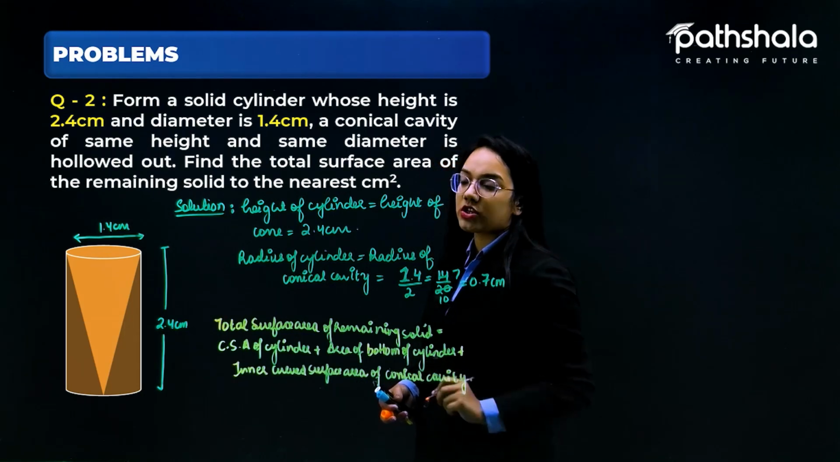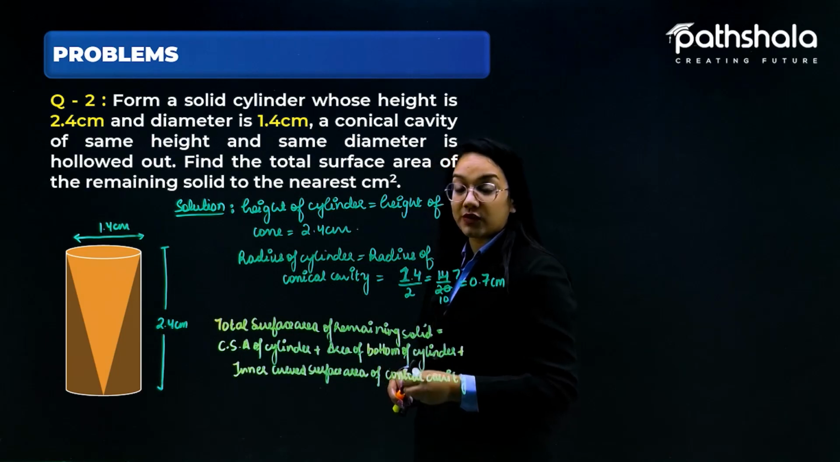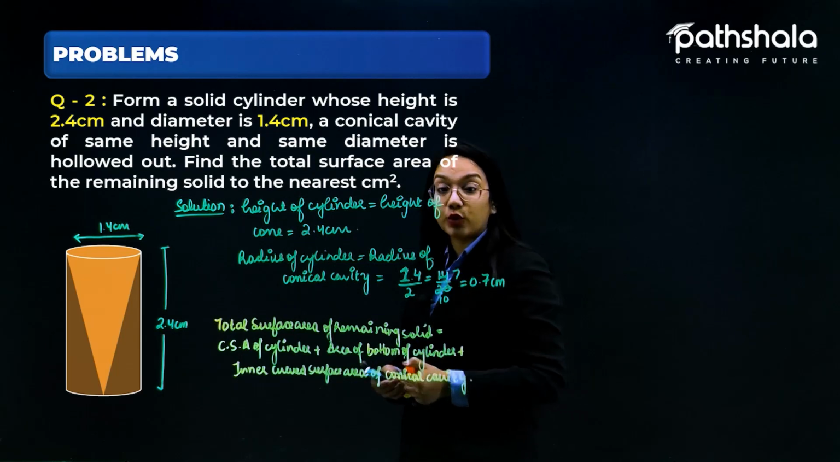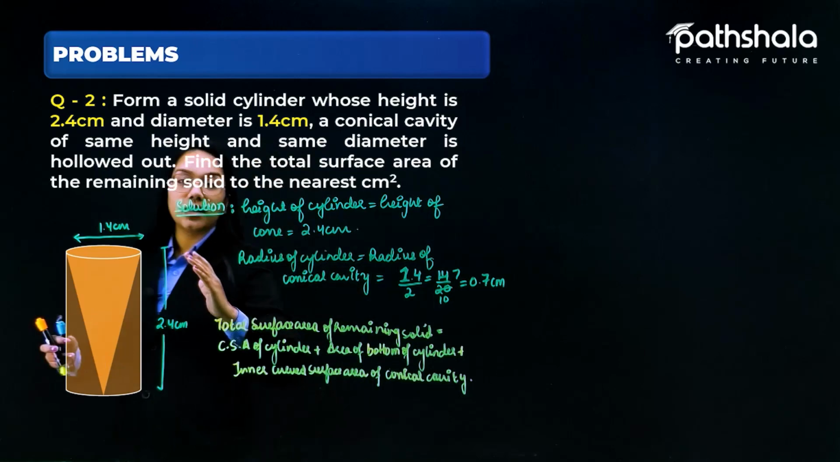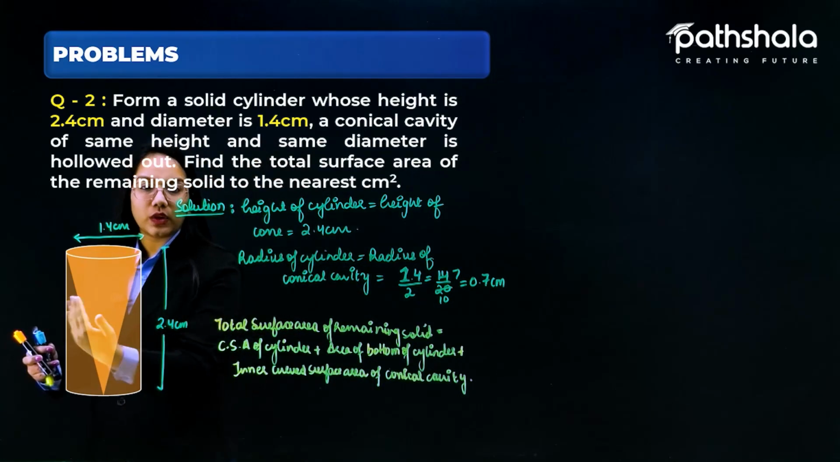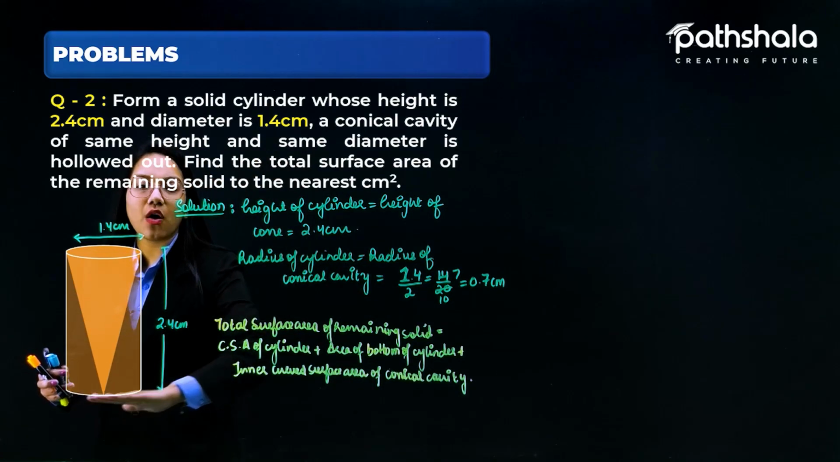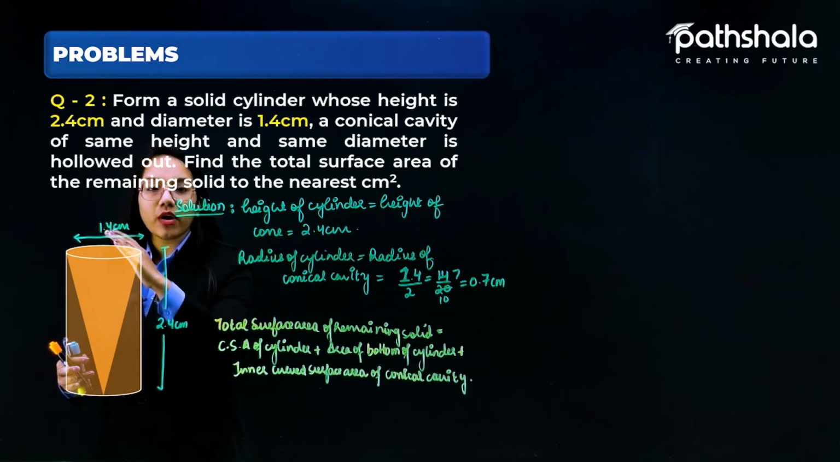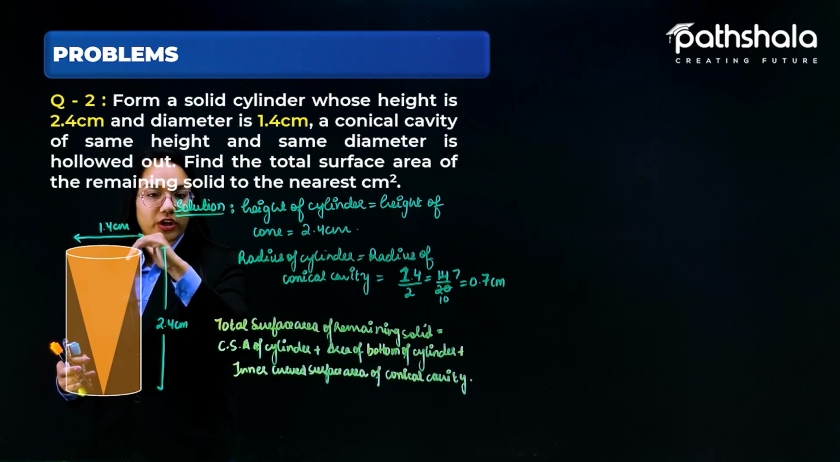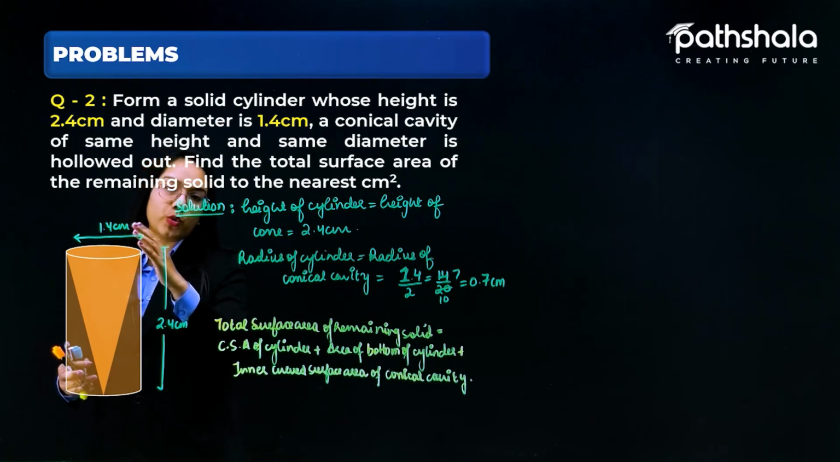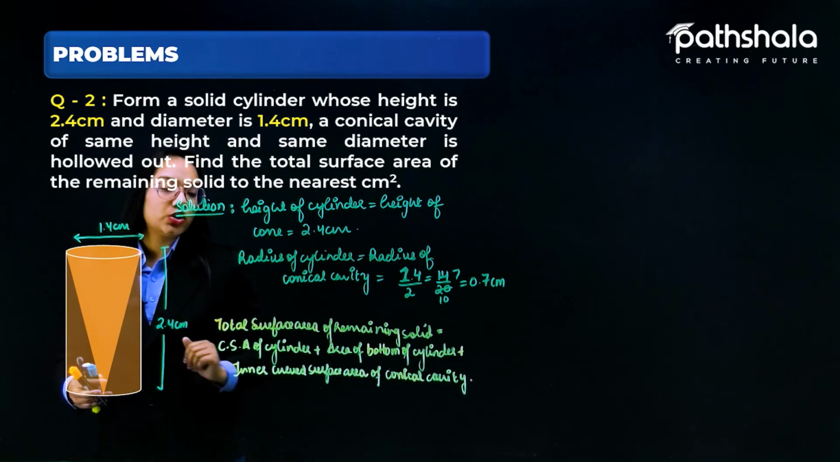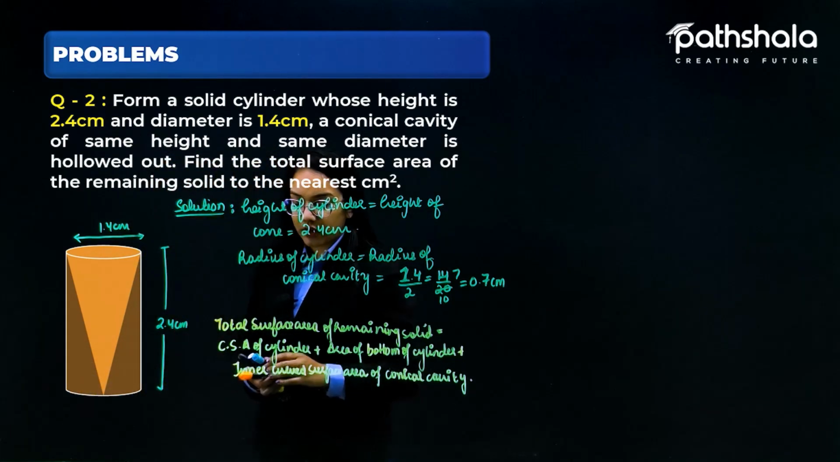As you can see, if we are finding the total surface area of the remaining solid, this would be equal to the curved surface area of this cylinder plus the area of the bottom of this cylinder. Moreover, the curved surface area of the conical cavity which is hollowed out over here. You can see this portion is the hollowed out portion, so the inner curved surface area of the conical cavity.